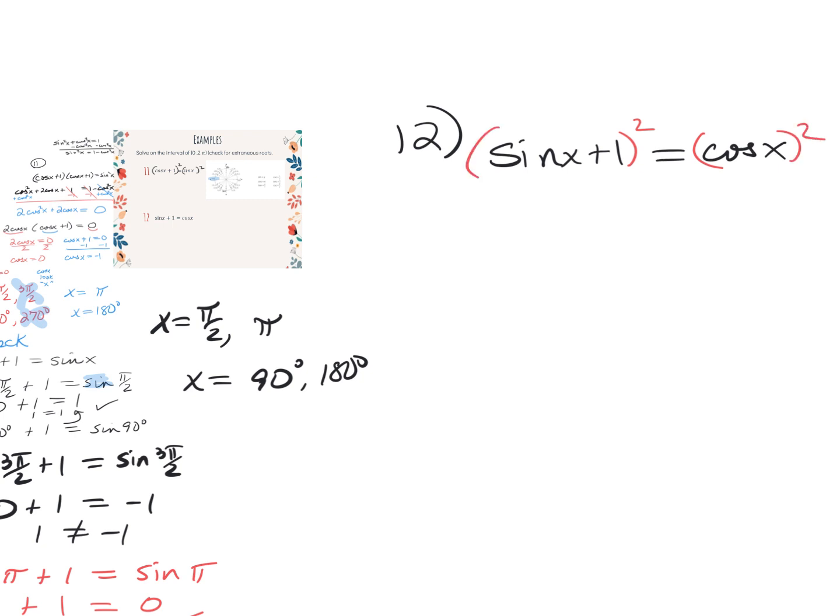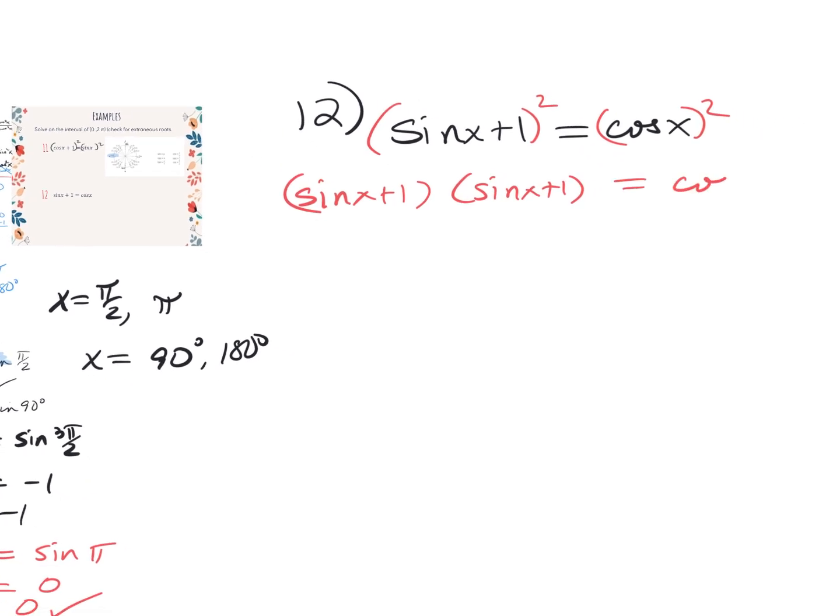So once I square the left side, I'm going to be foiling that. So really what this is, sine x plus 1 times sine x plus 1. And I'm foiling. This one just becomes cosine squared x. Once I FOIL, I get sine squared x plus 2 sine x plus 1. And then I'm also going to use the Pythagorean identity and change this to 1 minus sine squared x.